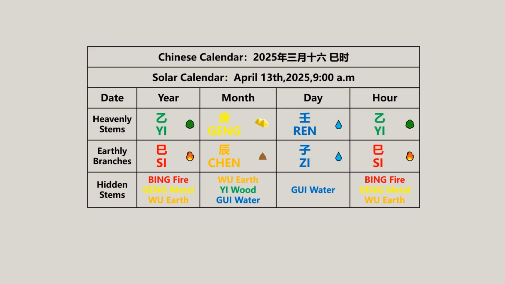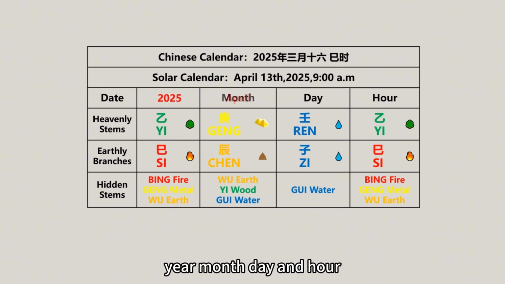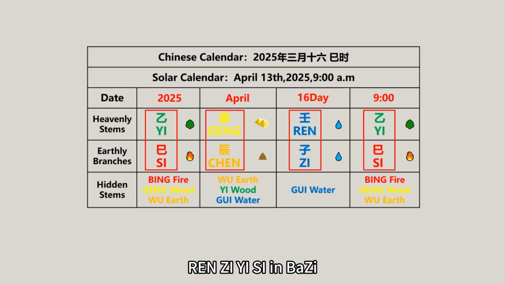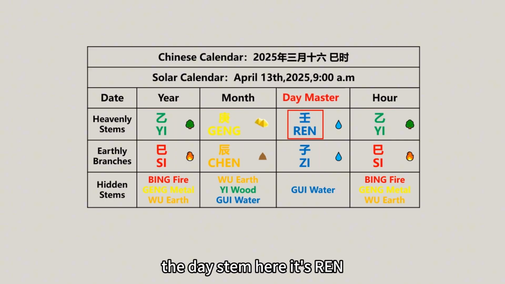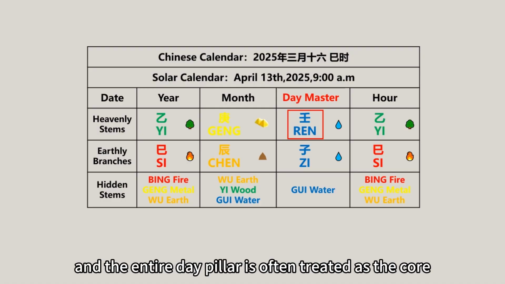Let's use this example. Yisi year, Gengchen month, Renzi day, Yisi hour. On the screen, you'll see 4 pillars: year, month, day, and hour. So the reading order is Yisi, Gengchen, Renzi, Yisi. In BaZi, the day stem, here it's Ren, represents you, the chart owner. That's why it's called the day master, and the entire day pillar is often treated as the core pillar.